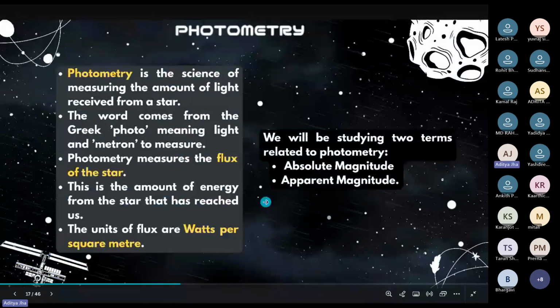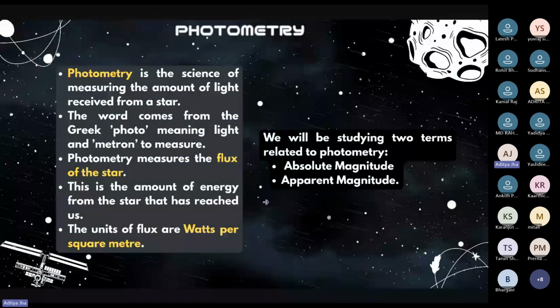Now let's talk about the field of photometry. So photometry is the science of measuring the amount of light received from a star. The word basically comes from two Greek words, photo meaning light and metron, which means measure. And that's basically what photometry is. You're measuring the amount of light that you're receiving from a star. That's all.